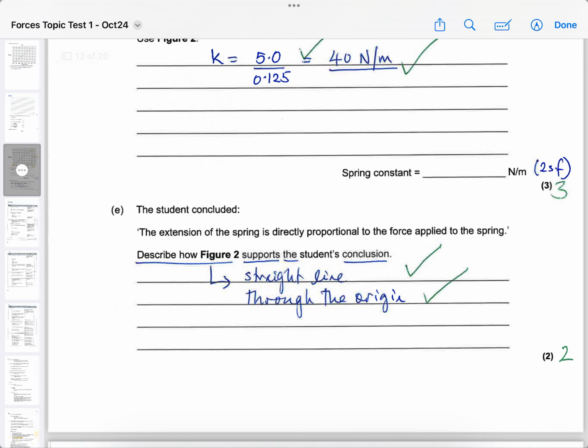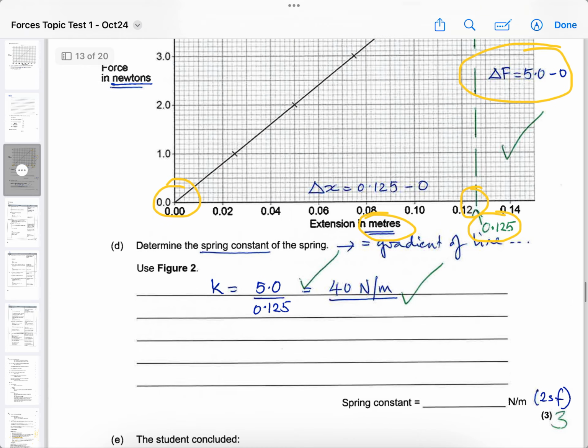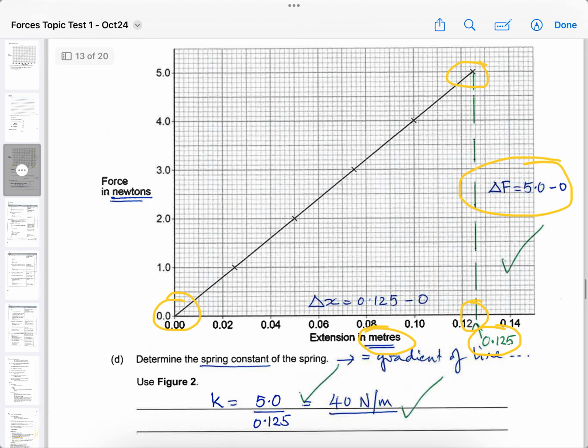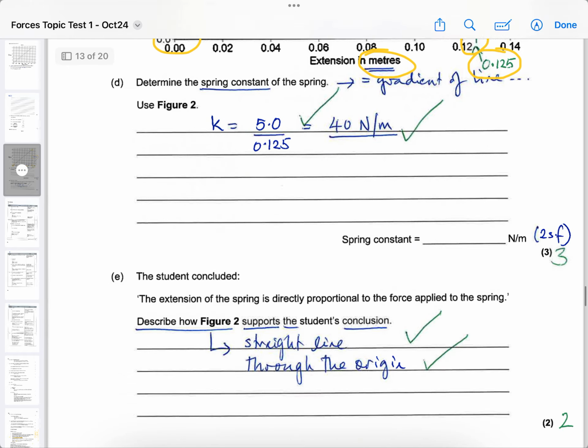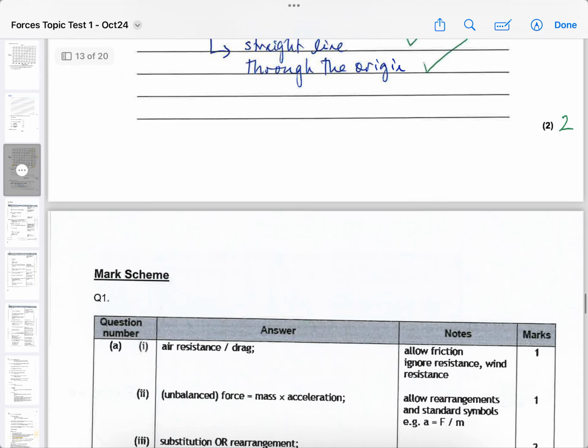Okay, and then the student concluded, it says the extension of the spring is directly proportional to the force applied to the spring. Describe how figure 2 supports the student's conclusion. Well, it's a straight line and it goes through the origin. That's what directly proportional means. Straight line going through the origin is what directly proportional means, because if you double the force, the extension will double. If you triple the force, the extension will triple. That's what directly proportional means, and you do need to know what directly proportional means.